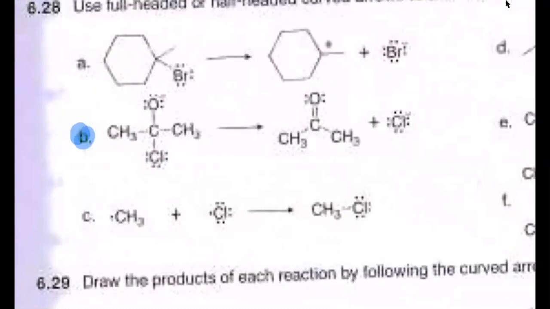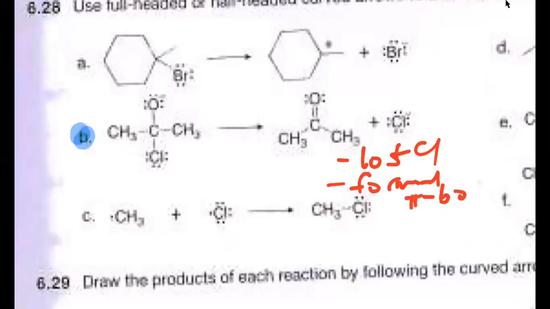All right. So what does it look like happened in B, going from left to right? Elimination. I lost chlorine, didn't I? And then what else did I do? So I lost chlorine, and I also did something else too. Yeah, that extra bond on the oxygen. I made a pi bond.